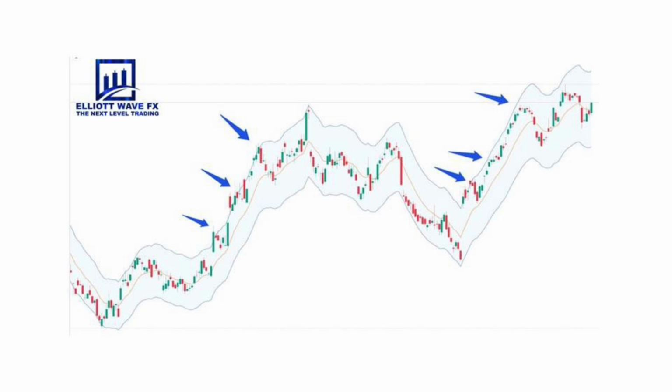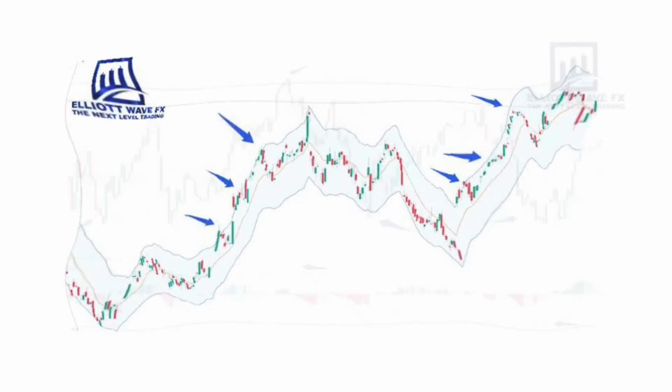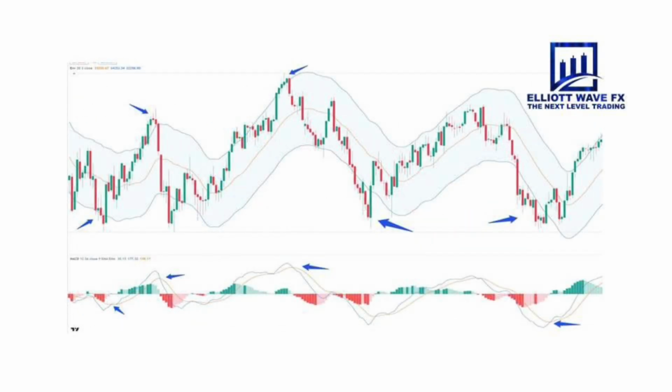Trend trading with envelope indicator. Traders can also use the envelope indicator to identify the trend direction. When the price consistently trades above the SMA, it indicates an uptrend, and traders can look for buying opportunities. Conversely, when the price consistently trades below the SMA, it signals a downtrend, and traders can consider selling or shorting opportunities.